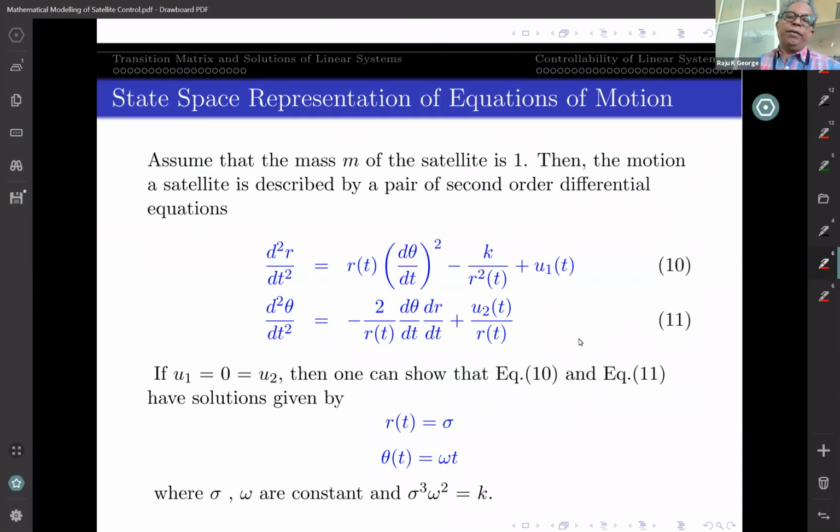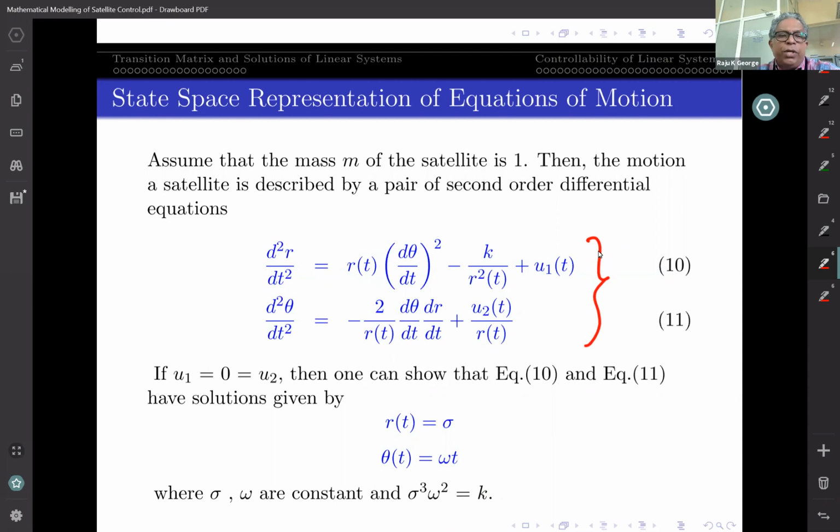Without loss of generality, we assume that the mass of the satellite is 1, just for the sake of simplicity, to make it convenient. Then the motion of the satellite is described by a pair of second order differential equations. The first equation: d square r by dt square is equal to r(t) into (d theta by dt) square minus k by r(t) square plus u1. And the second equation: d square theta by dt square is equal to minus 2 by r(t) into d theta by dt into dr by dt plus u2(t) by r(t). This is a general equation: two second order nonlinear equations with the two thrust states u1 and u2.